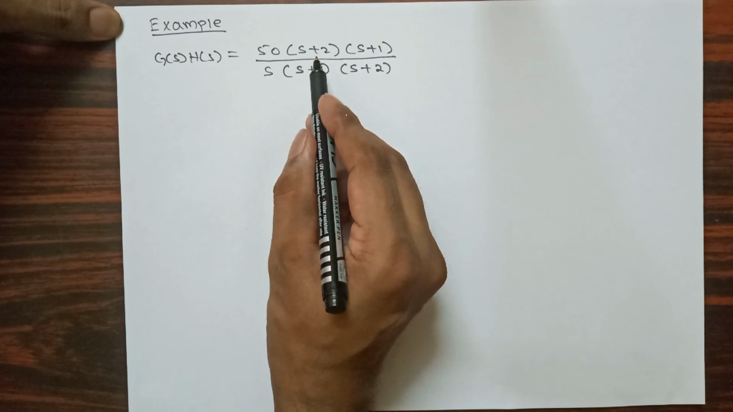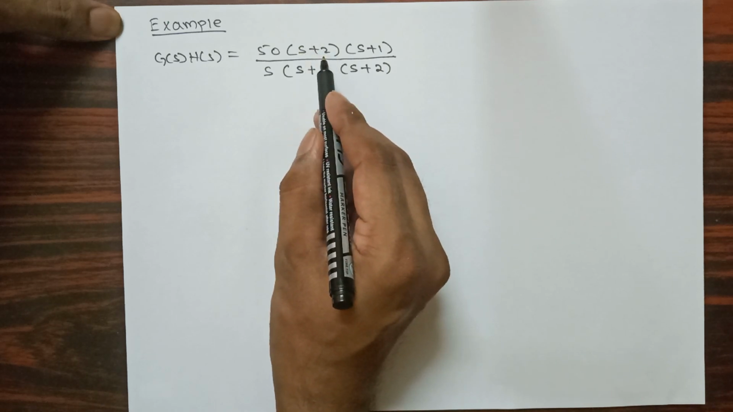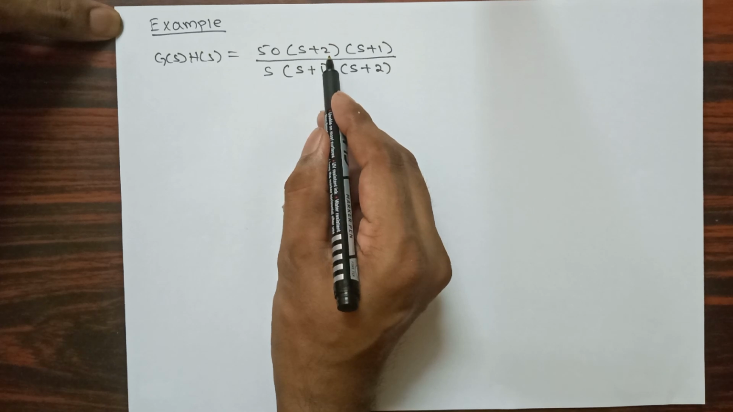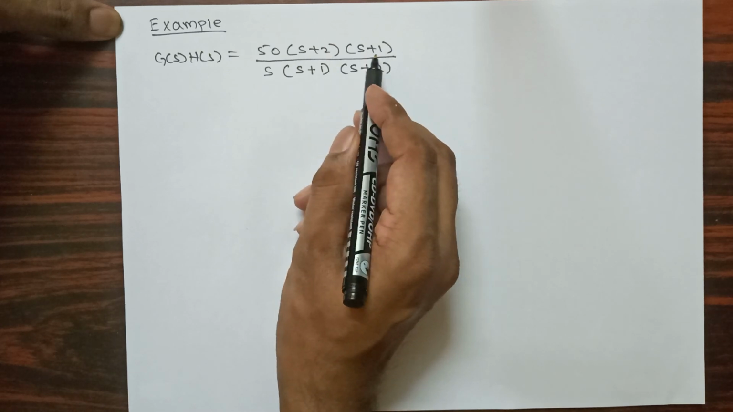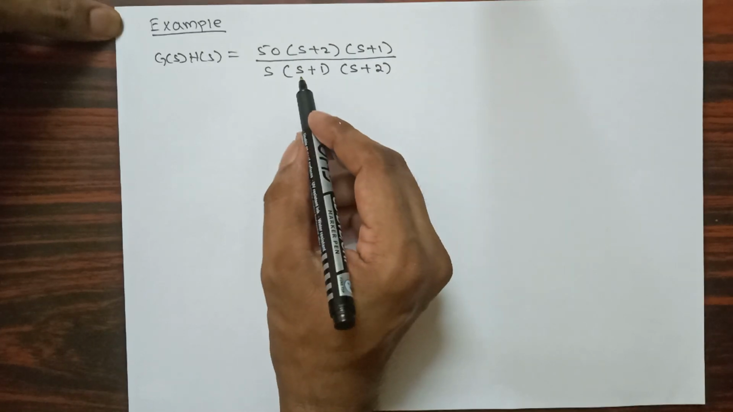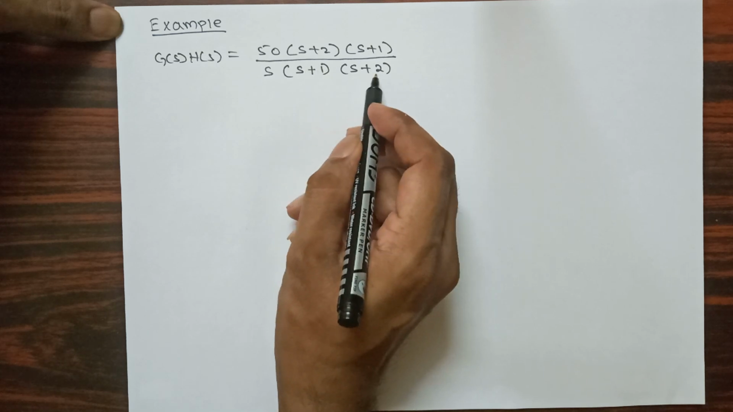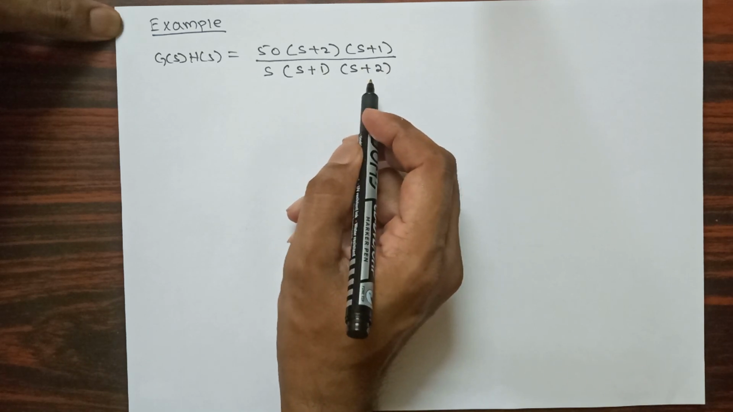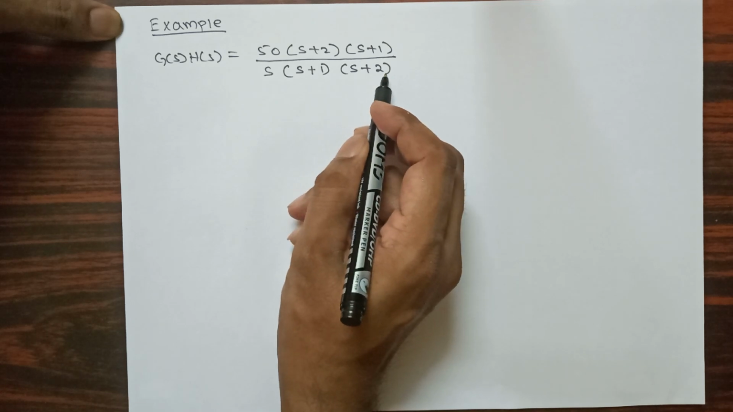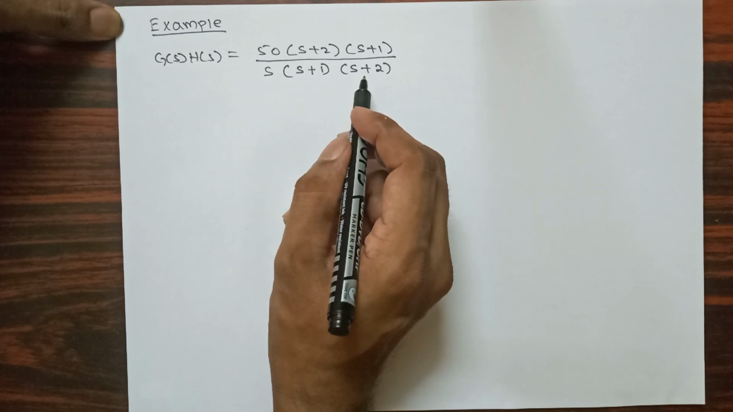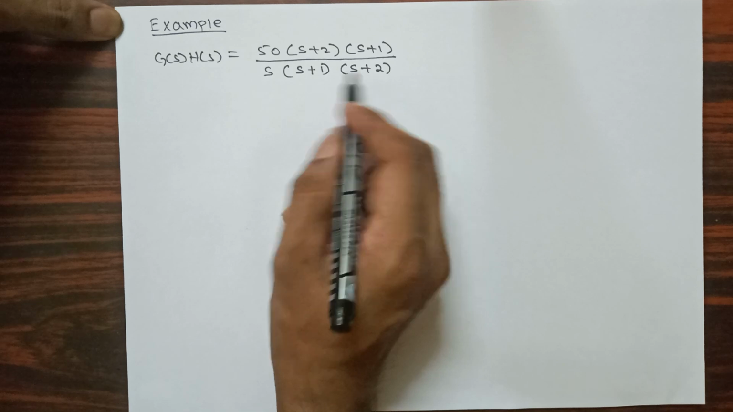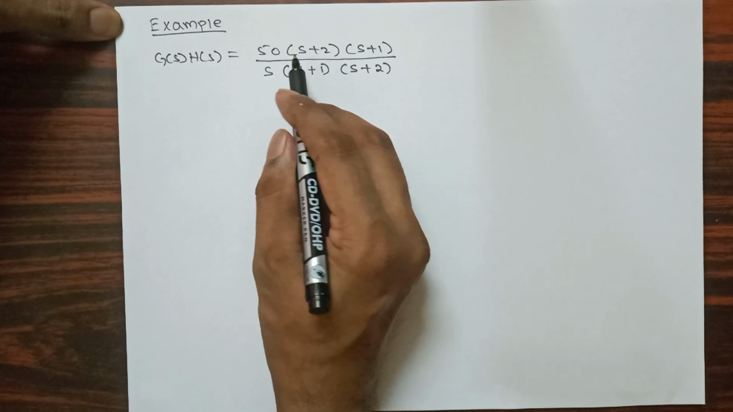You can see here one term in the numerator, s plus 2, is not in standard form. The second term, s plus 1, is in standard form, and in the denominator one term is in standard form, that is s plus 1. The second term, s plus 2, is not in standard form. I need to get it into standard form by taking 2 common out, and in this also by taking 2 common out.